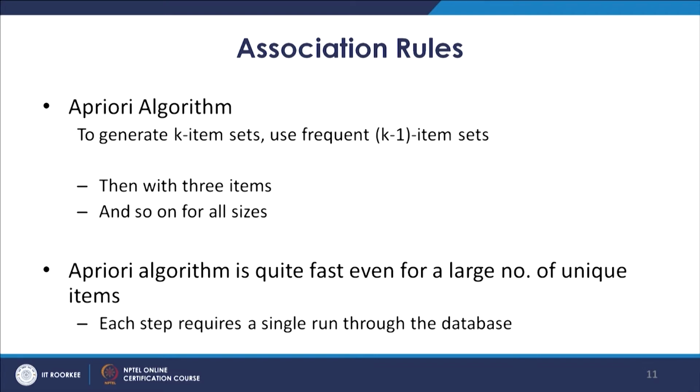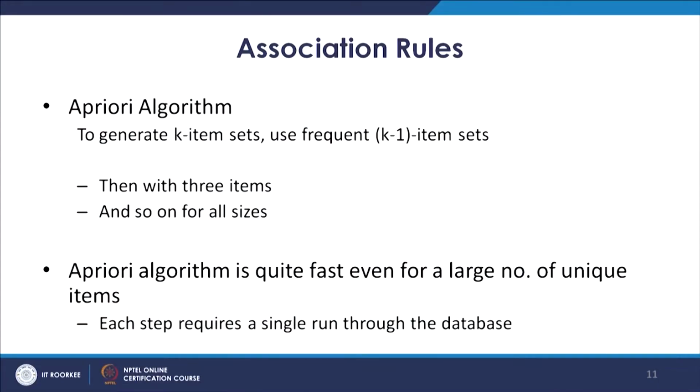The main idea here is that we typically generate k item sets using frequent k minus 1 item sets. This allows our algorithm to be computationally cheaper, in the sense that the a priori algorithm is quite fast because we have to go through just one pass through the database. As you can see, this point is noted here. The a priori algorithm is quite fast even for a large number of unique items. Each step requires a single run through the database.